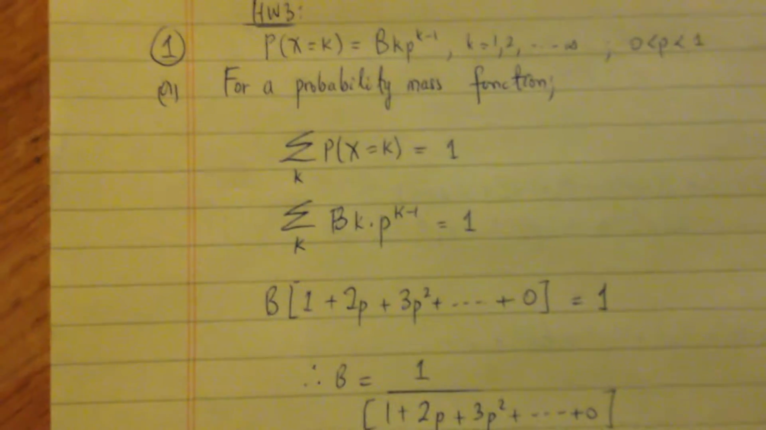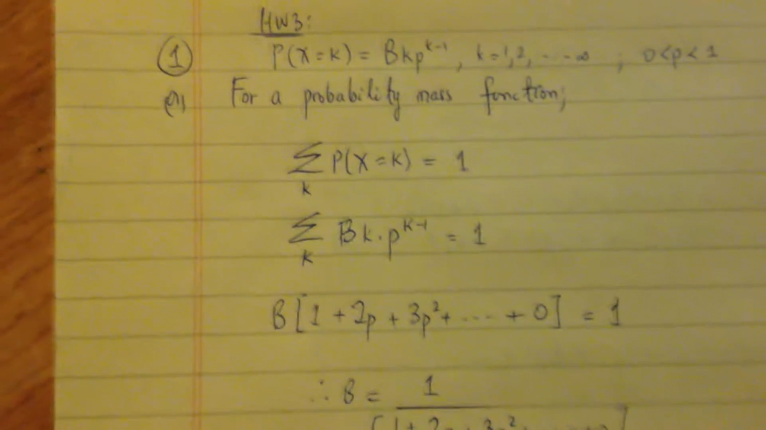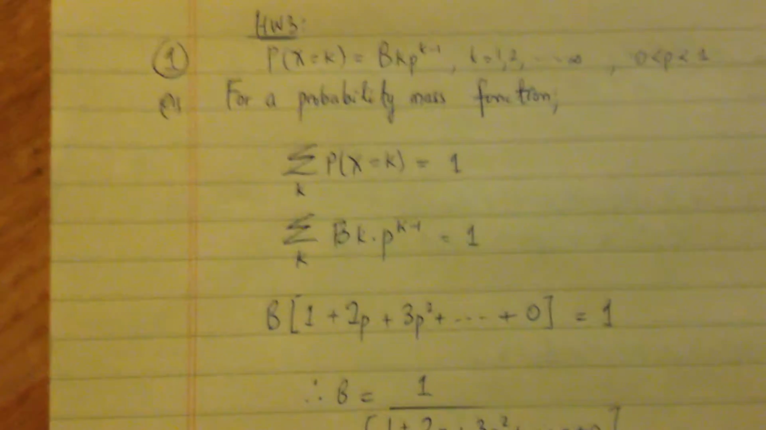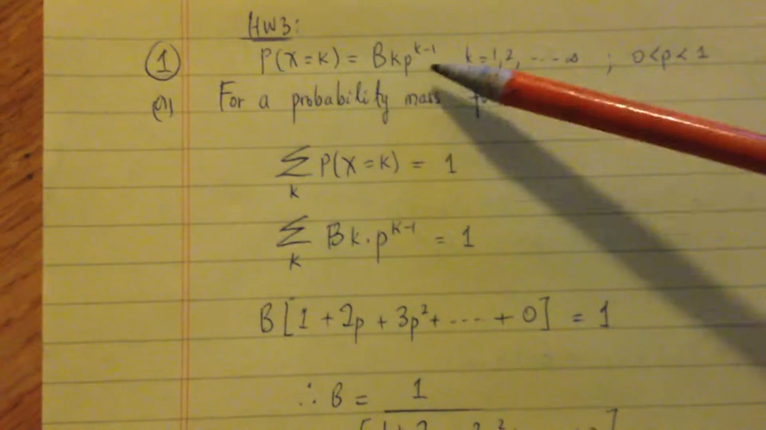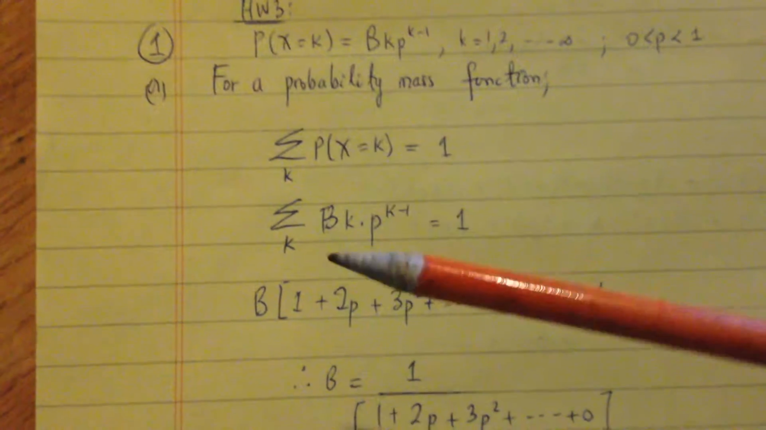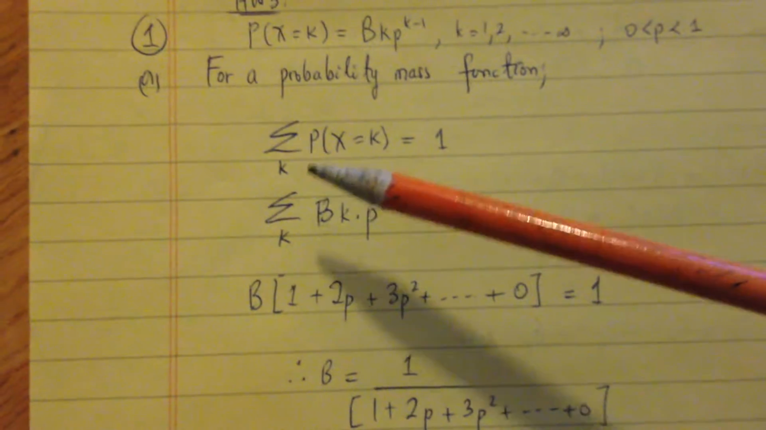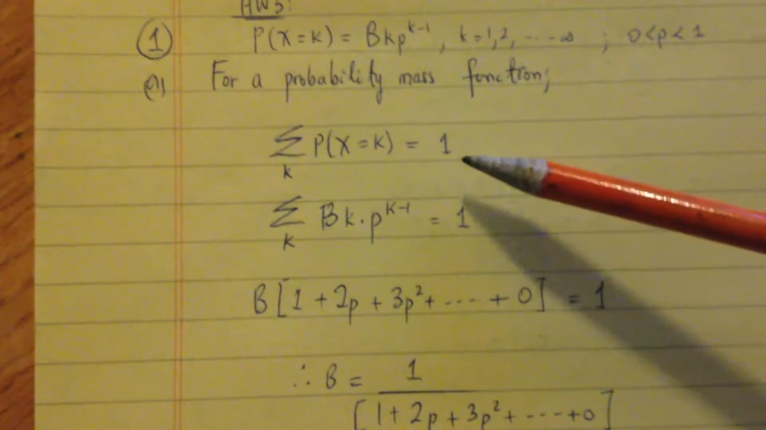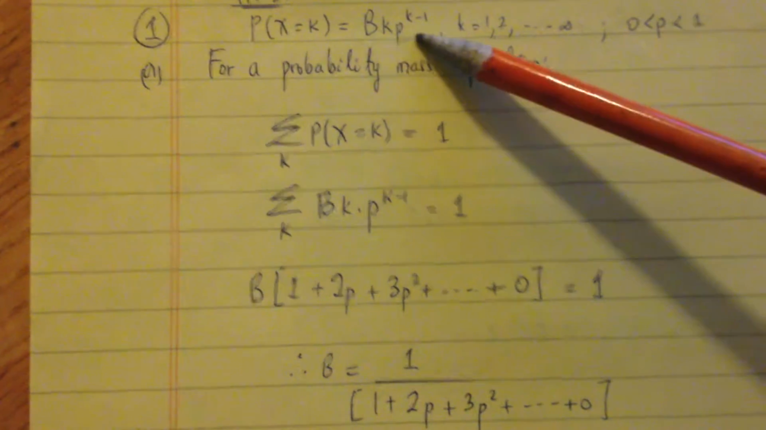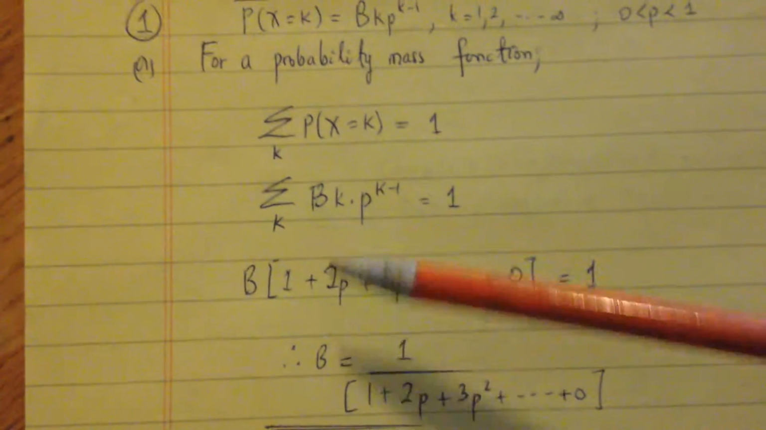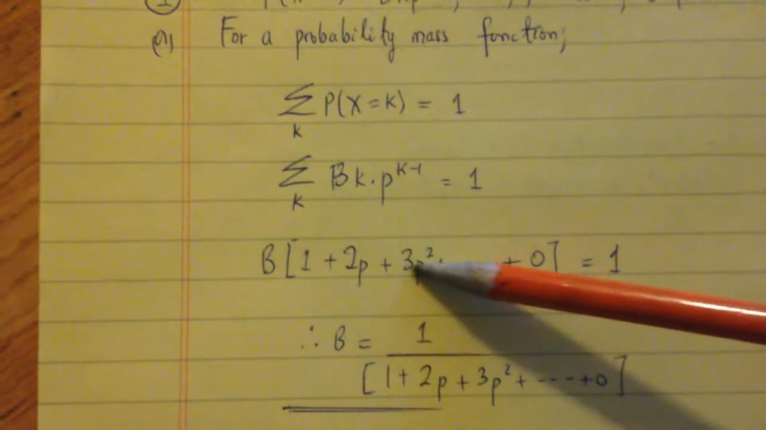In this video, I explain my solution to question 1 of homework 3. In the first part, we are asked to find the value of b so that this probability represents a probability mass function. Now, we know that for a probability mass function, the summation over k is equal to 1. We substitute for this probability of x is equal to k from this, and then we expand this expression for different values of k as given here.